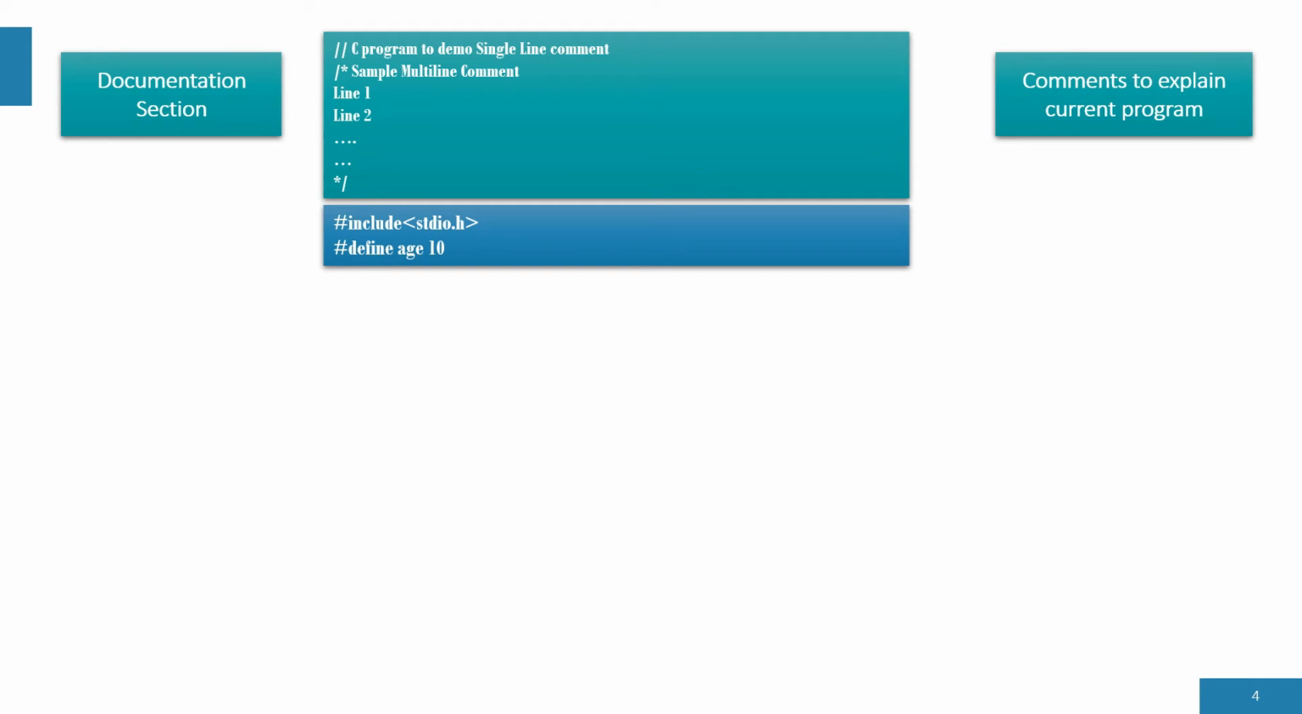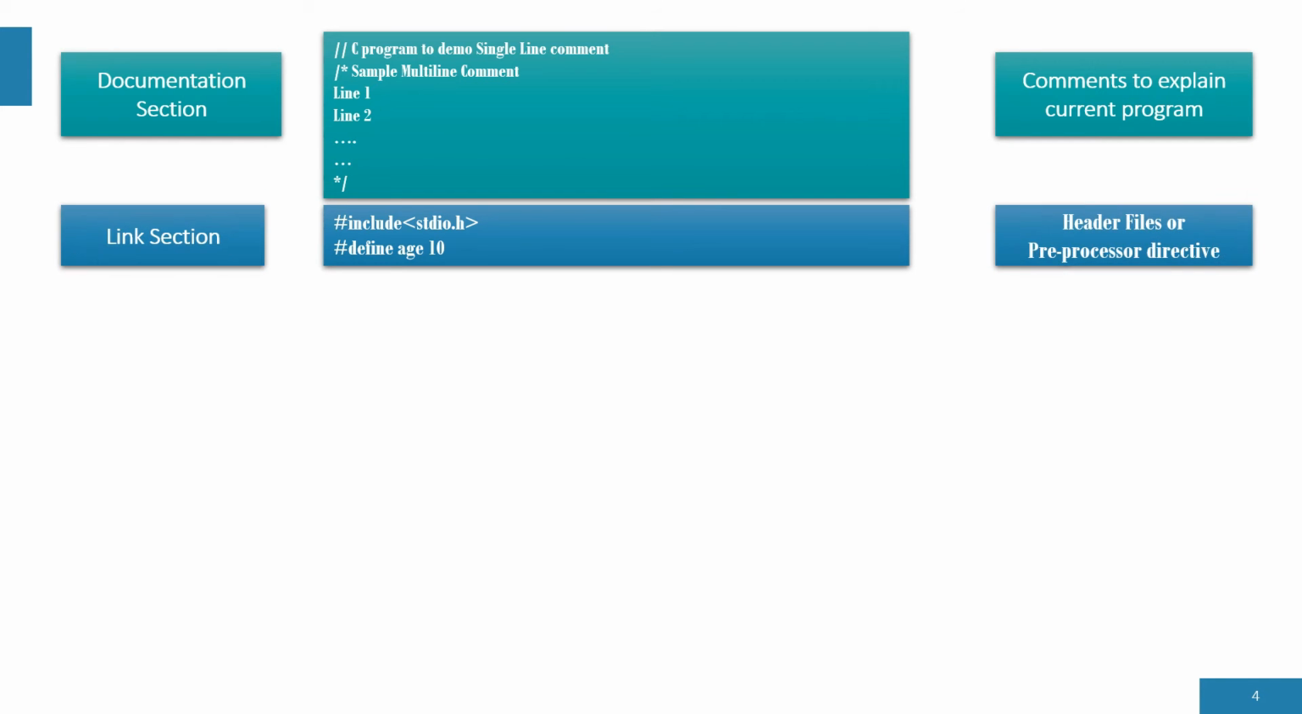A header file contains function declarations and macro definitions, for example stdio.h, math.h, etc. And in stdio.h we have a declaration for printf, scanf, etc. for reading or writing data.